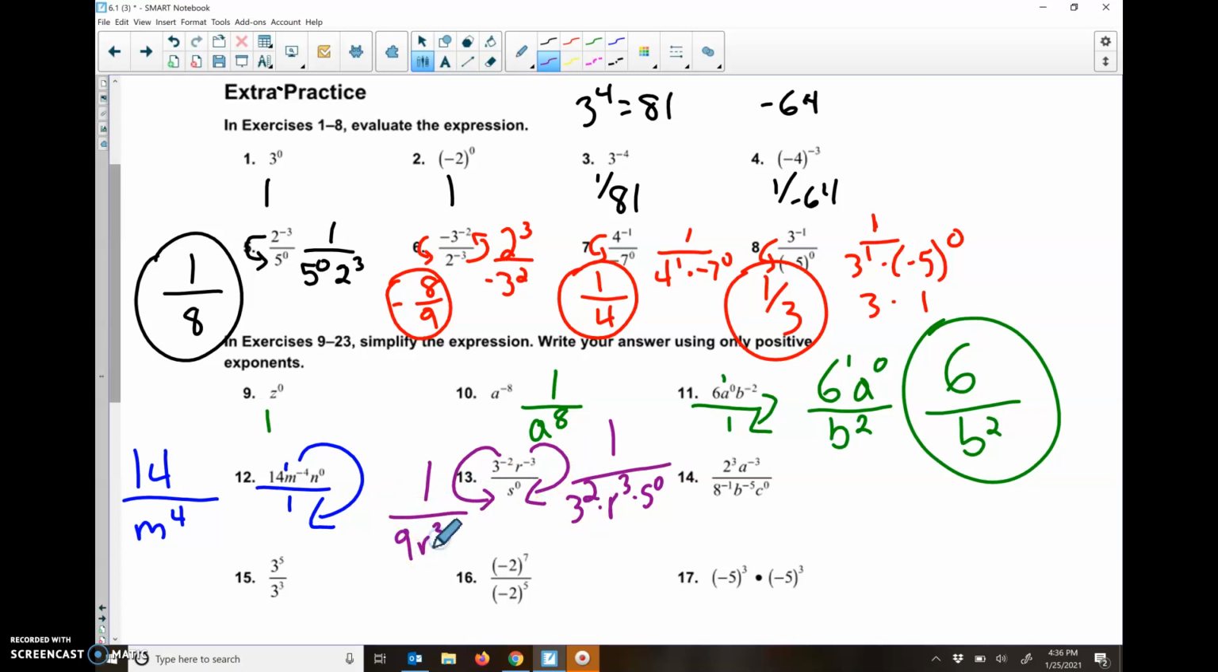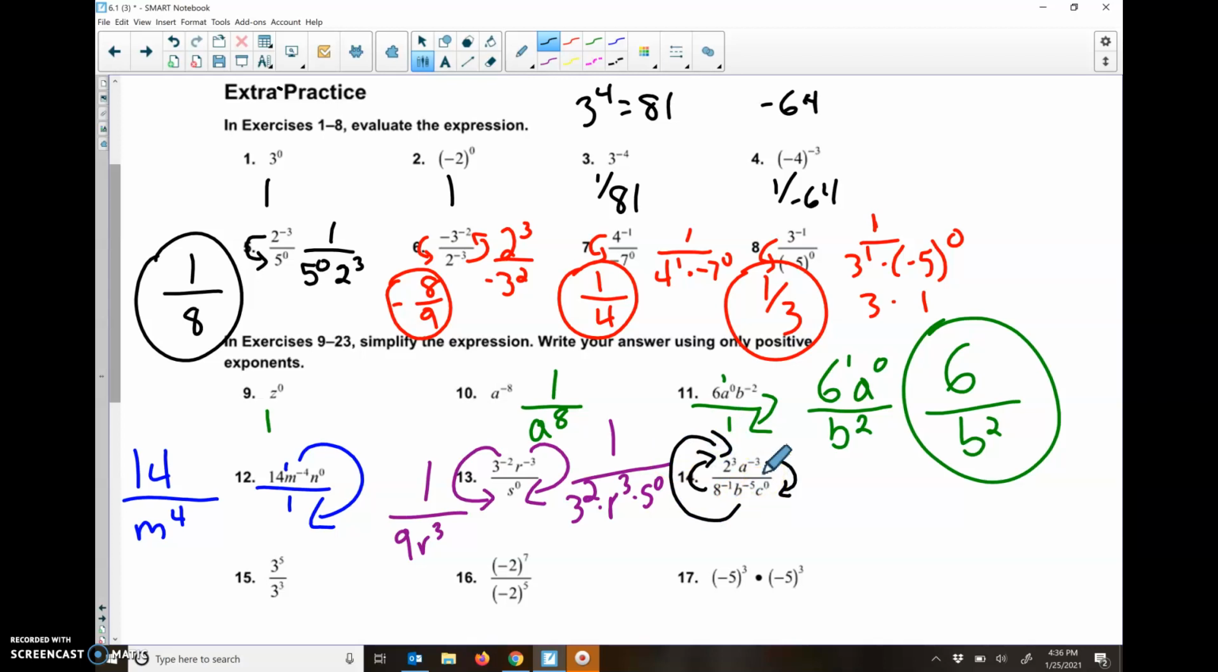r to the third, we don't know what r is, so I'm going to leave it as r to the third, and s to the 0 is 1, so times 1. Okay, 14. So 2 to the third power can stay on top in the numerator because it's a positive 3, but a to the negative third power can't stay there because it is a negative exponent, so it needs to switch to the bottom. 8 to the negative first power has a negative exponent, so that needs to switch to the top. And b to the negative fifth has a negative exponent, so that needs to switch to the top.